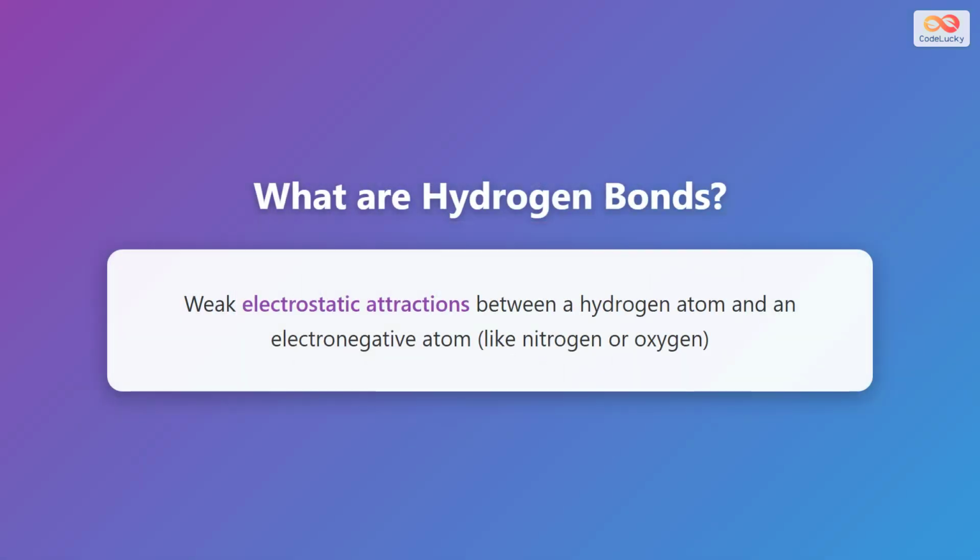The bases are held together by special weak chemical attractions called hydrogen bonds. A hydrogen bond forms when a hydrogen atom, which has a slight positive charge, is attracted to an electronegative atom like nitrogen or oxygen, which has a slight negative charge. These bonds are much weaker than the covalent bonds that hold atoms together within a molecule. This weakness is actually important because it allows DNA strands to separate when needed, such as during replication or transcription.